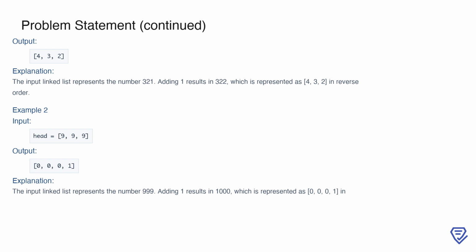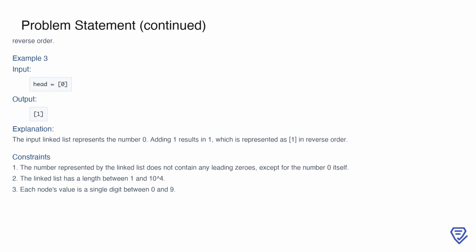Now, consider the second example with the input 999. Here, the linked list represents the number 999. Adding 1 to 999 gives us 1000. Notice that this result introduces a new digit, which means the output linked list will be 0001 to maintain the reverse order. In a simpler case, like the third example, the input linked list is 0.